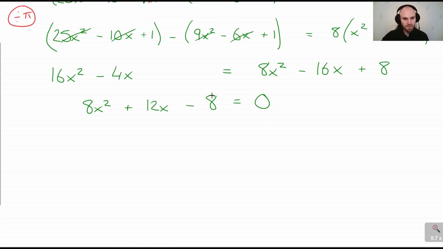Okay, and I'm going to just simplify this a little bit more. So I'm going to divide, I think all of these are multiples of 4. So I'm going to divide by 4. That's going to be 2x squared plus 3x minus 2 equals 0.